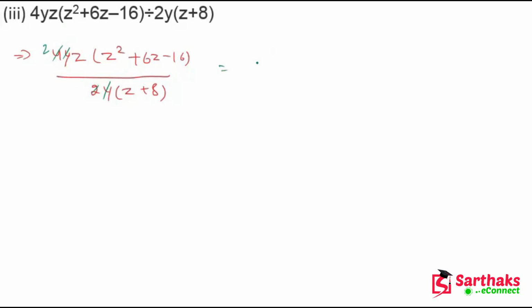Now the next question, here you can see that. We have 4yz into z square plus 6z minus 16, and it is divided by 2y into z plus 8. First of all, we can cancel this y and this y, and we can divide 4 by 2, you know that we get 2. So this will become twice of z into z square plus 6z minus 16, and it is divided by z plus 8.